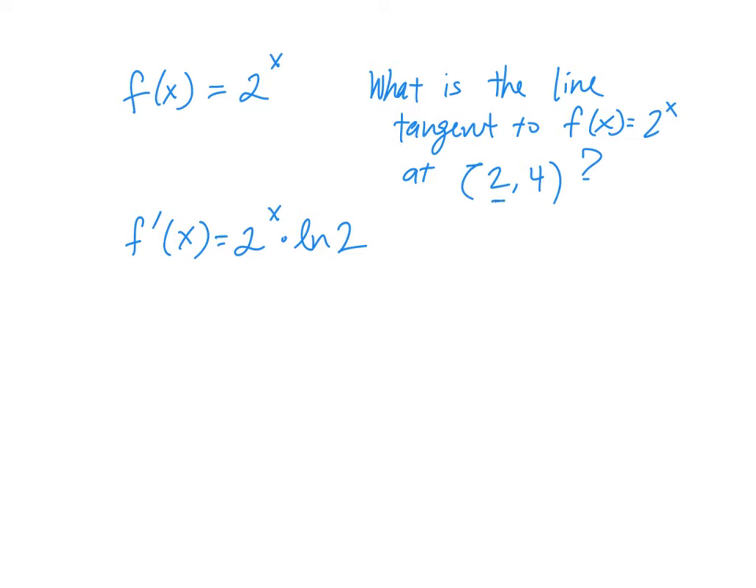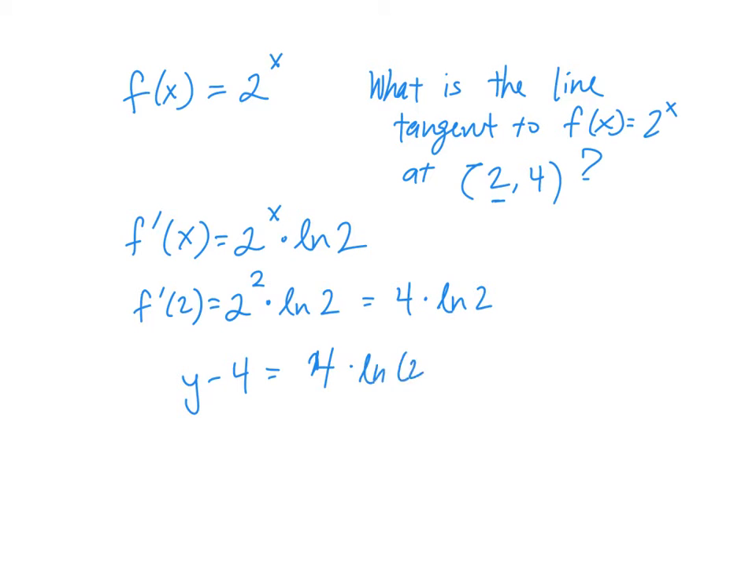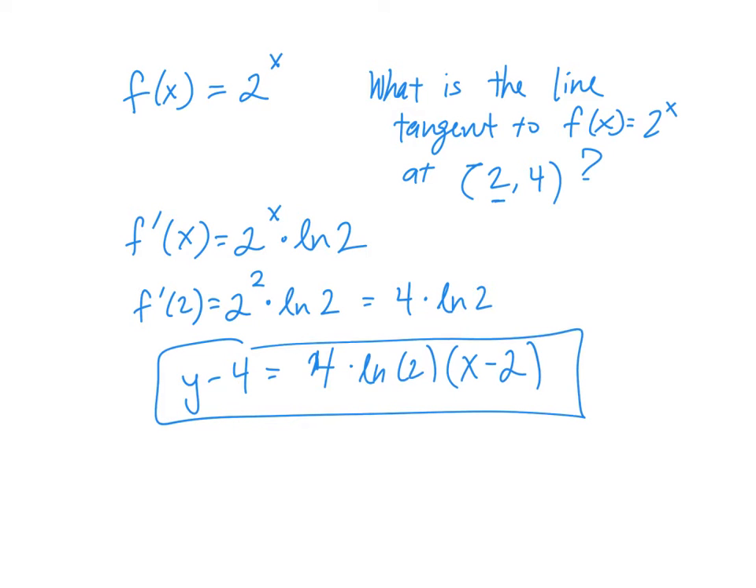At the point where x is 2, f prime of 2 would be 2 squared times the natural log of 2, or 4 times the natural log of 2. And that's our slope, and so our equation would be y minus 4 equals 4 times the natural log of 2 times x minus 2. And that's the line that would be tangent to that equation.